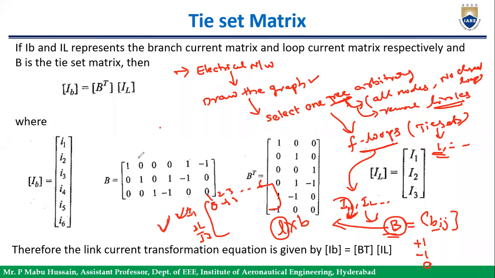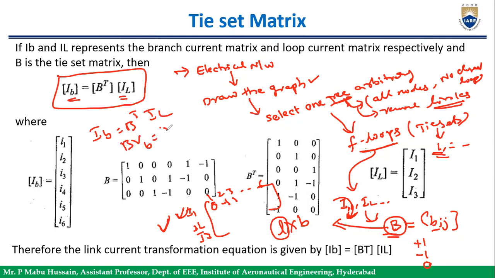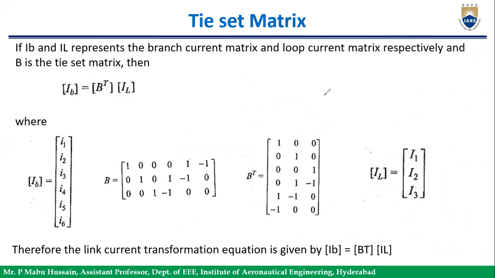And you have to remember these relations, which are linear relationships between your branch currents and link currents. IB is equal to B transpose into IL. And if you want to represent it with voltages, then B into VB is equal to 0. These equations you get from the Tieset matrix. Okay, right now I think it is clear.